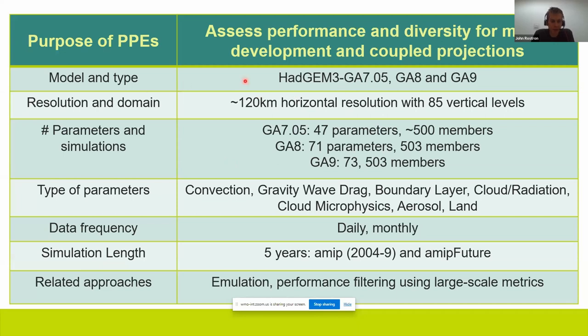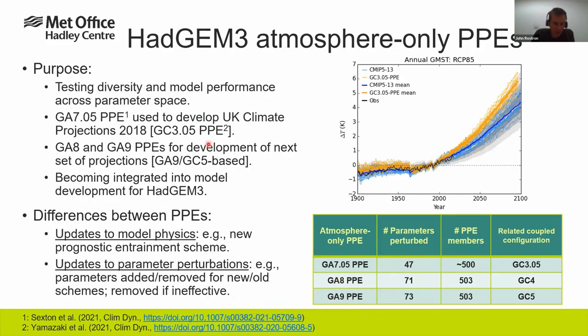So this is my summary slide, just to pick out some key information. We're running PPEs of the HadGEM3 model in 3 different configurations: GA7.05, which I'll call GA7, GA8 and GA9. We're perturbing various atmosphere, aerosol and land parameters in these ensembles. And we run 5-year fixed SST experiments, so AMIP and AMIP future experiments, which we use to test the performance of our models and the diversity of climate feedbacks across parameter space. And we're doing that partly in the context of developing coupled model simulations.